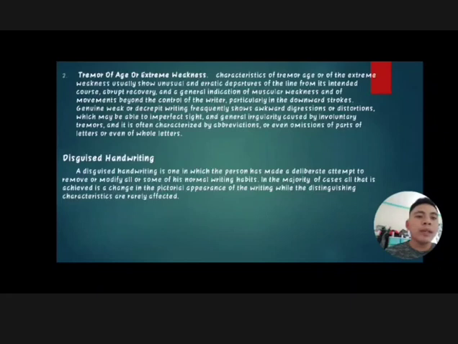In the majority of cases, all that is achieved is a change in the pictorial appearance of the writing, while the distinguishing characteristics are rarely affected.